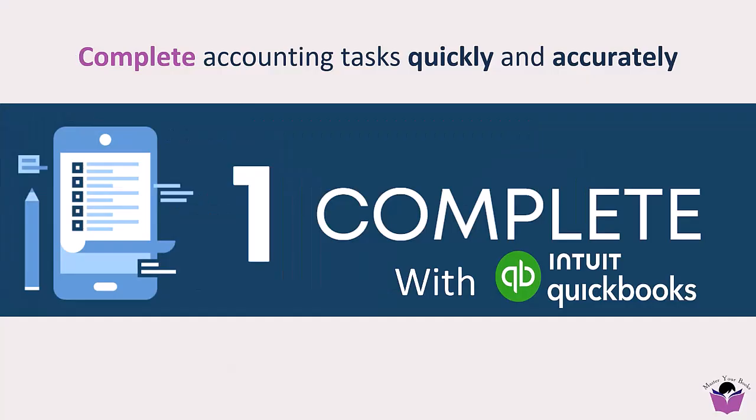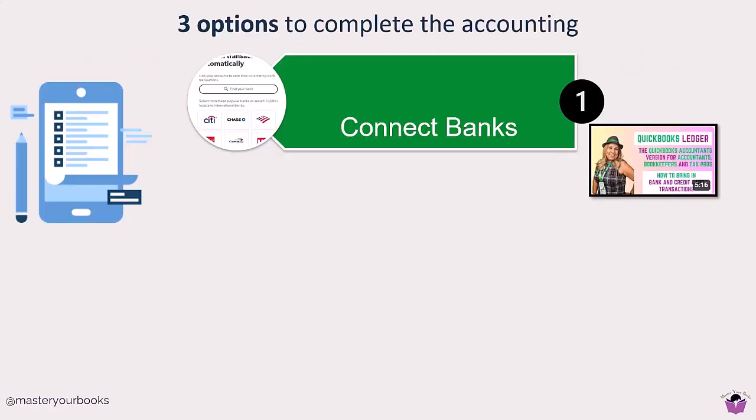So let's start with the first step: complete. Complete accounting tasks quickly and accurately. Now, what does that look like? In QuickBooks Online, you have 3 options to do that. You can connect directly to the bank, and I have a video that will go through the entire process for you. And that video is called How to Bring in Your Bank and Credit Card Transactions into QuickBooks Online.